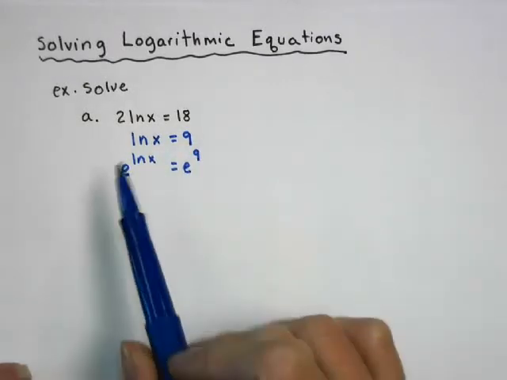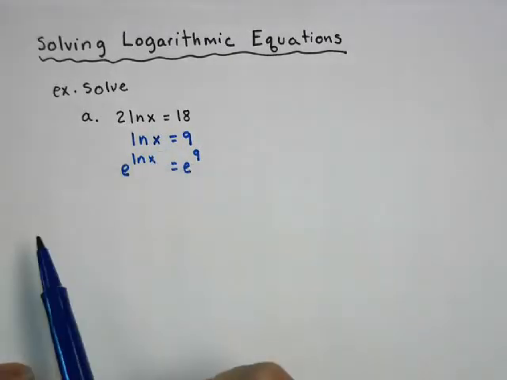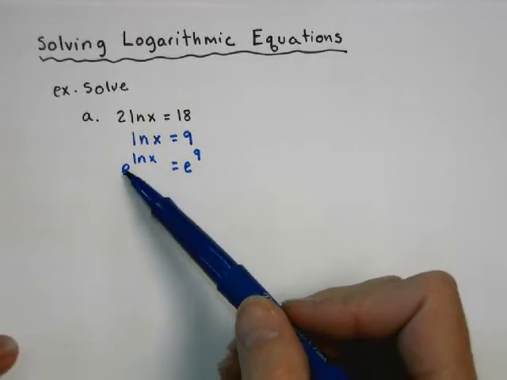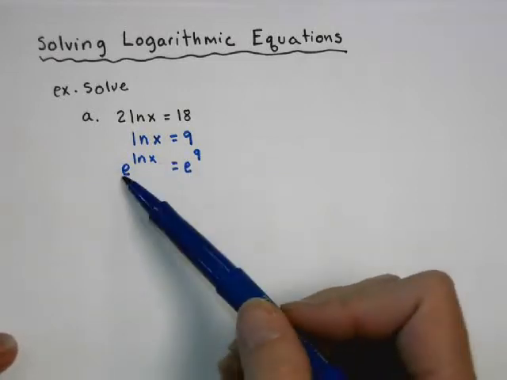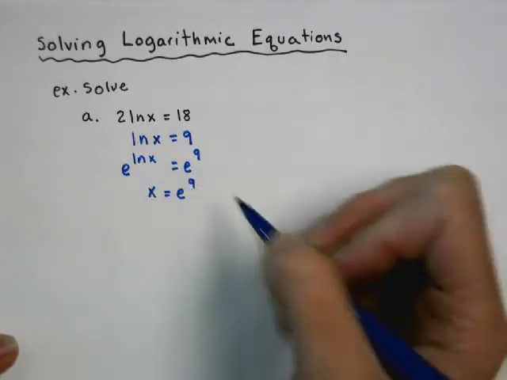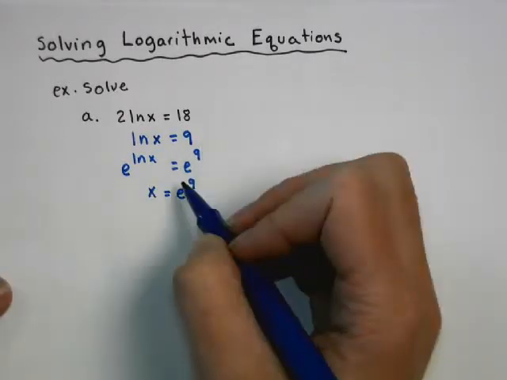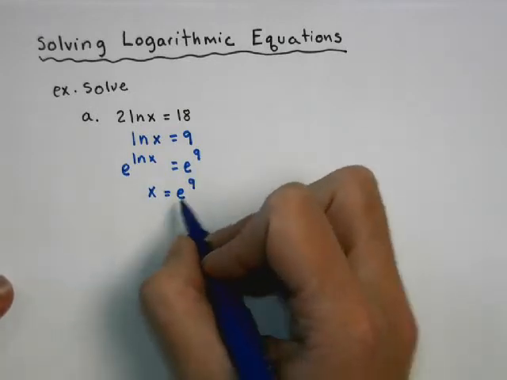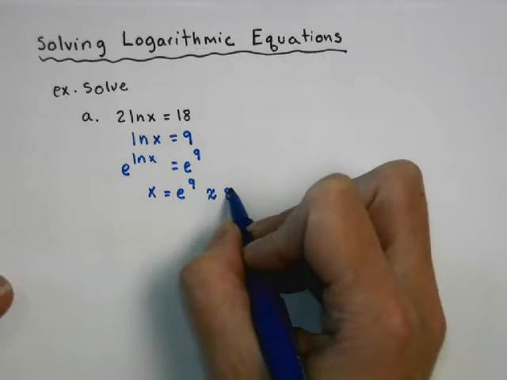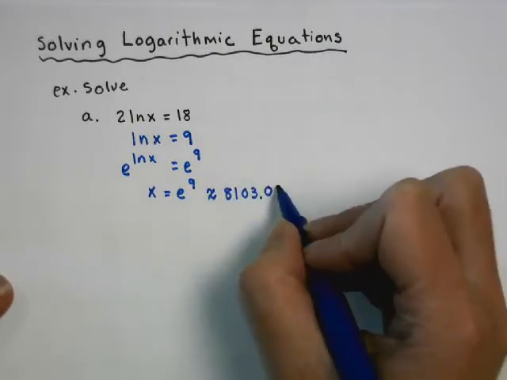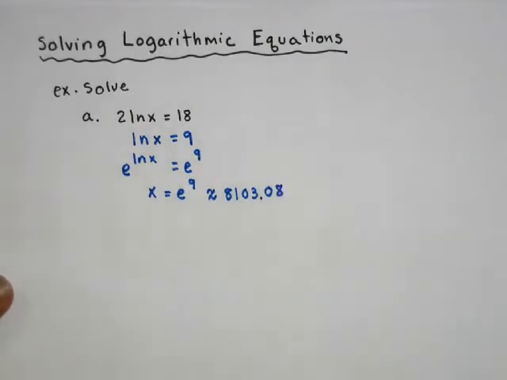So we're working backwards. In the other ones, we had the same base and we simplified. Here we're introducing the same base in order to simplify. The reason this simplifies is e to the natural log of x is just x. And then we can find the e to the x button on your calculator. e to the 9 is approximately 8,103.08.